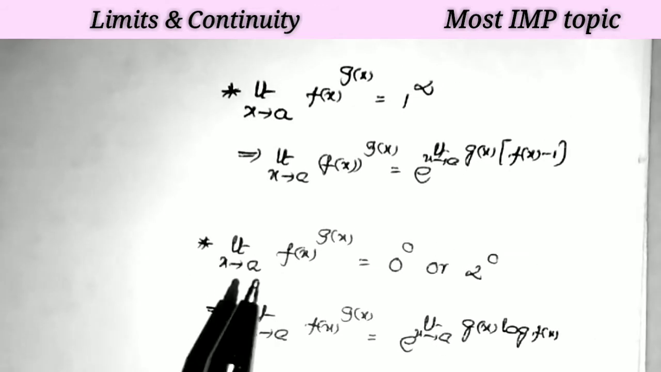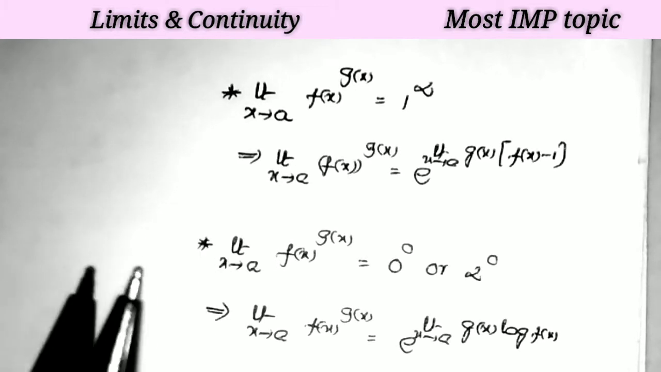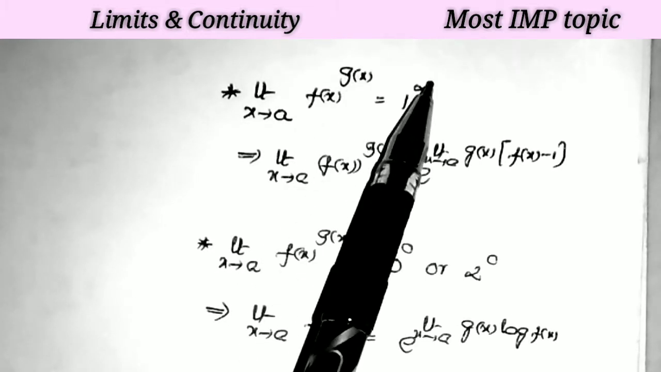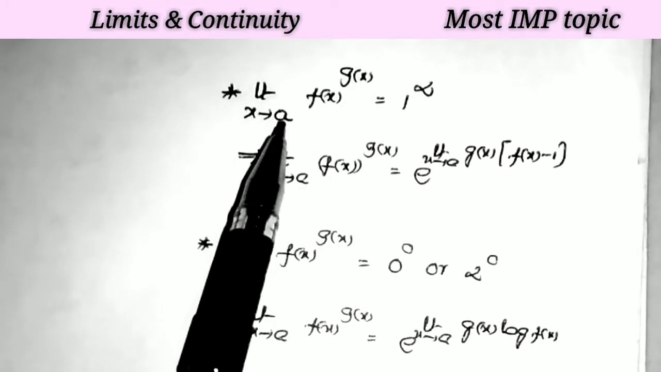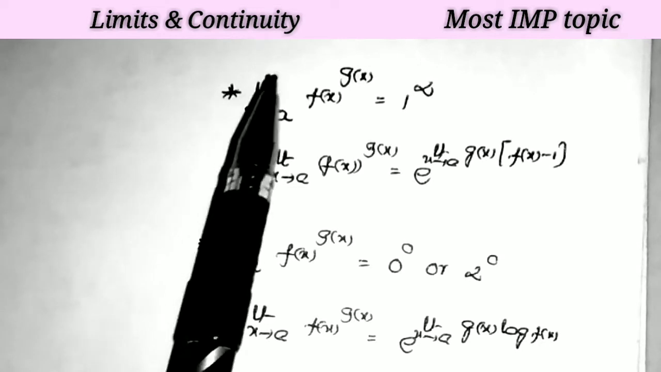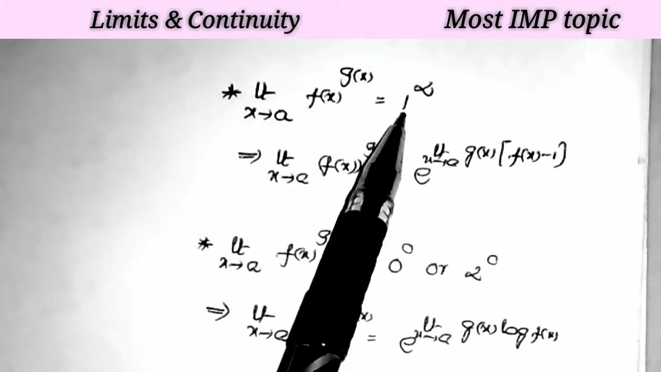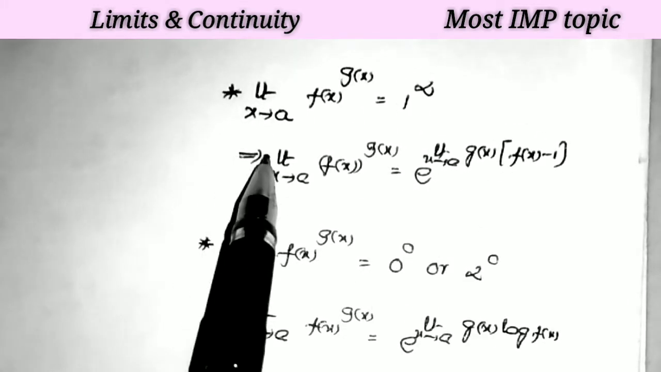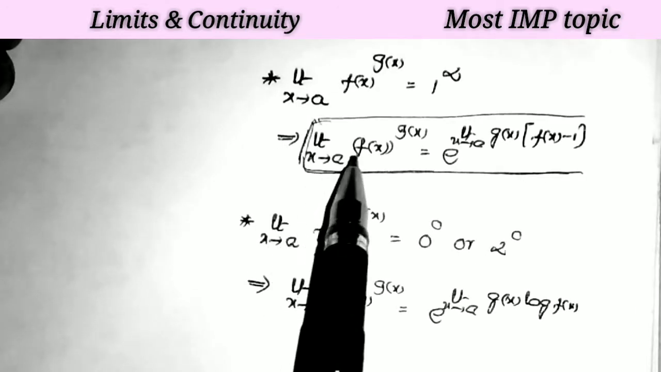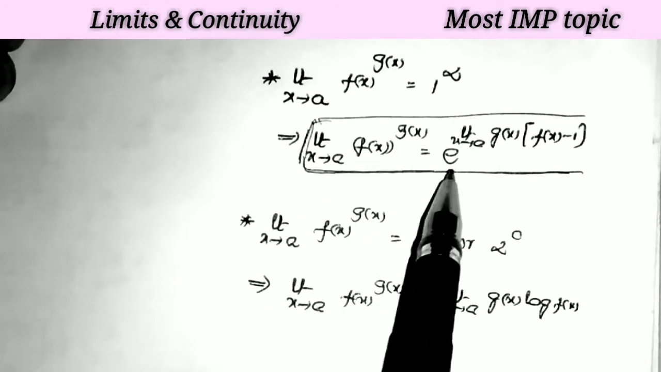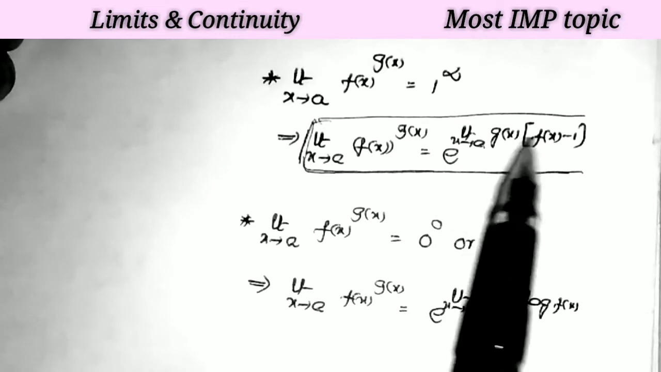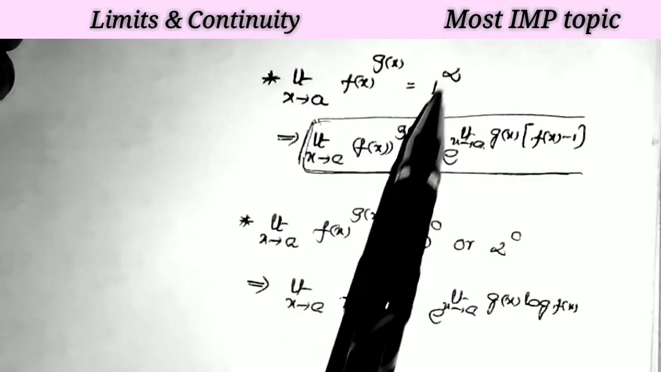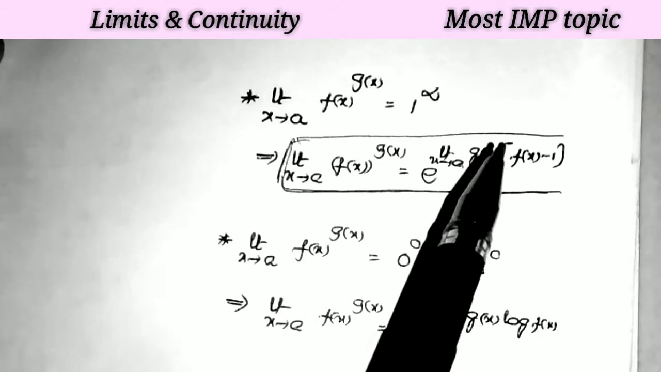Before starting the problems, here I'm explaining the two important formulas. The first formula: limit x tends to a, f of x power g of x, is the 1 power infinite form. That is, when we take x equal to the given limit directly in the given question, if it returns the value 1 power infinite, then we use this formula to solve the question. What is the formula? Limit x tends to a f of x power g of x is equal to e power limit x tends to a g of x into f of x minus 1. When we get 1 power infinity in the direct substitution, then we use this formula.